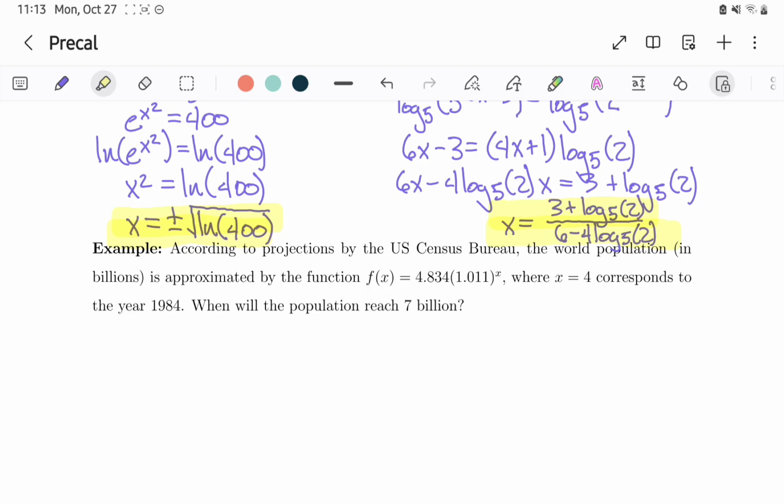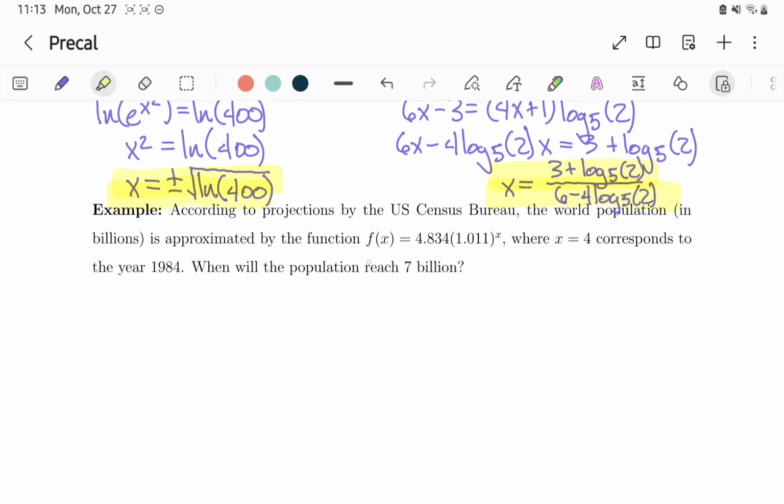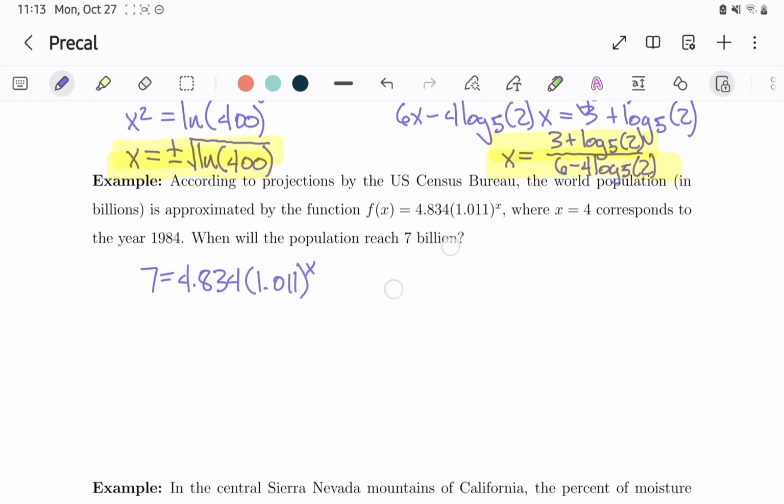So again, it says that f of x models the world population in billions. So the value of f of x is already in billions, so we can just set f of x equal to 7 and then solve. So doing that, we end up with the equation 7 is equal to 4.834 times 1.011 to the x, and we want to solve for x.